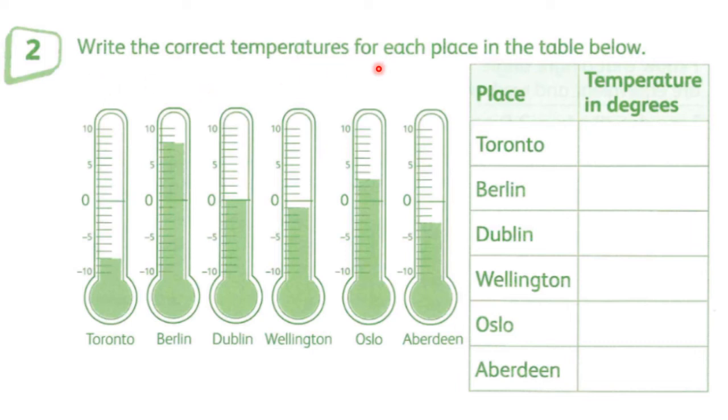Write the correct temperatures for each place in the table. Toronto, if you notice, here is 0. So here we have negative temperatures. -5 is here, minus 6, minus 7, minus 8 degrees.